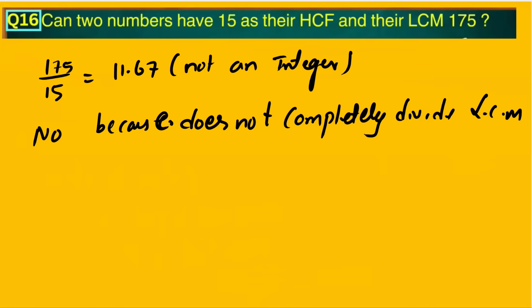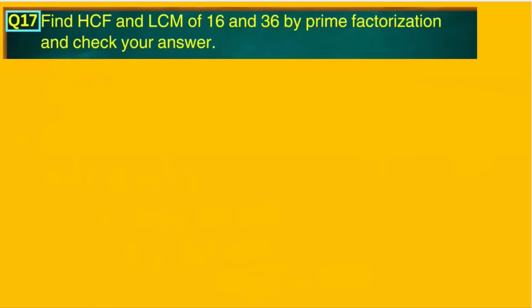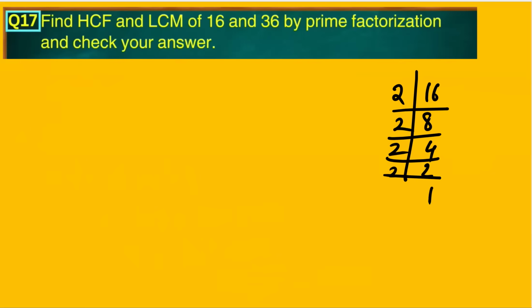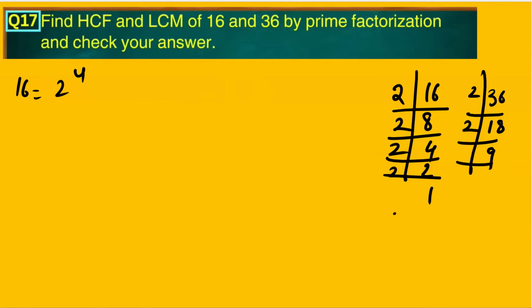I hope you have understood. Our next question: find the HCF and LCM of 16 and 36 by prime factorization and check the verification method. We determine the prime factorization of 16: 2, 4, 2, 2, 2, 1, so 16 is 2 to the power of 4. For 36: 2, 18, 2, 9, 3, 3, 3, 1, so the prime factorization of 36 is 2 to the power of 2 and 3 to the power of 2.